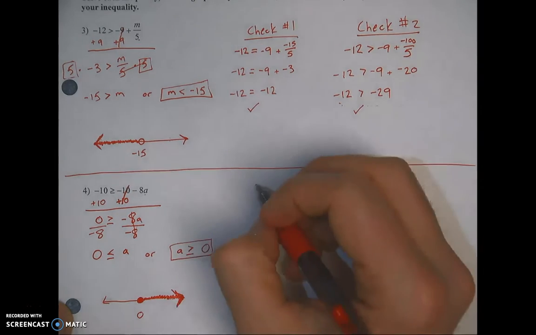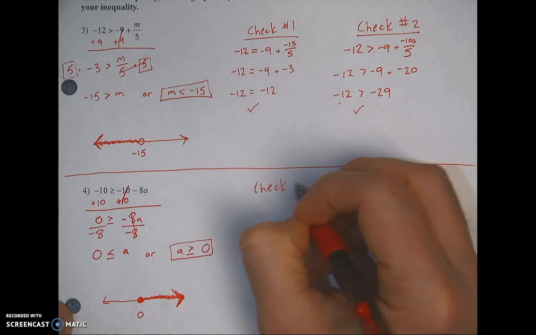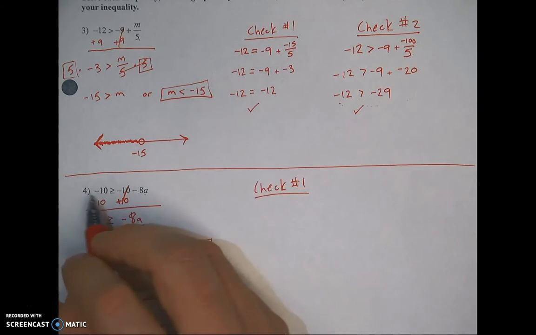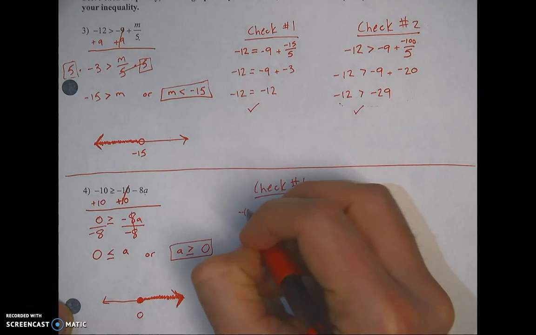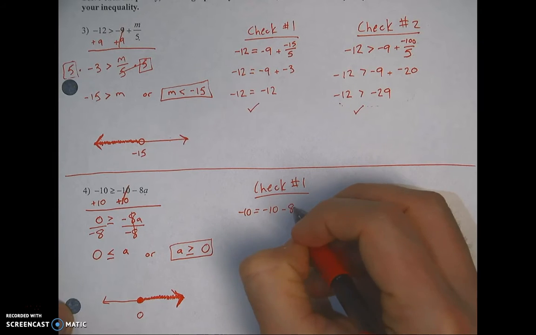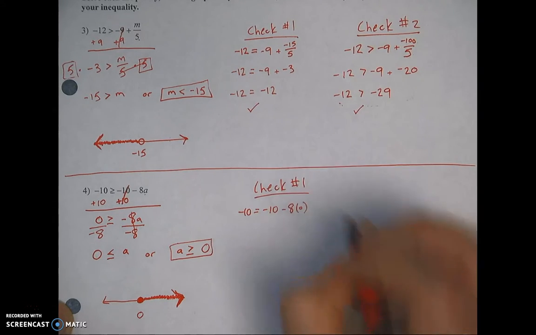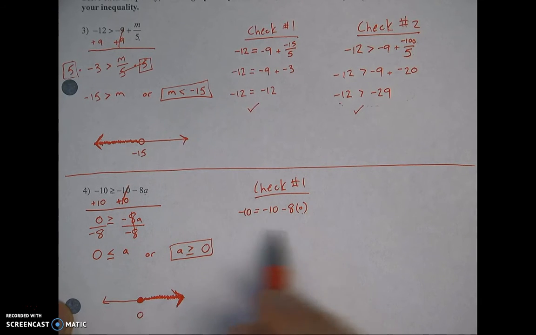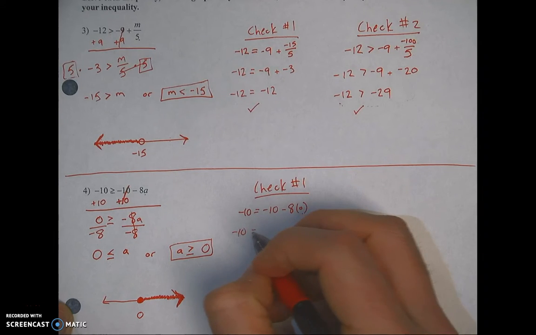All right, let's check our answer. So check number 1, we want to check and see, is 0 the correct number? So I rewrite the original with an equal sign. And then instead of A, I put my answer of 0. Now it said 8 times A, so I write 8 times 0. Then we're going to run our check. So one step at a time.